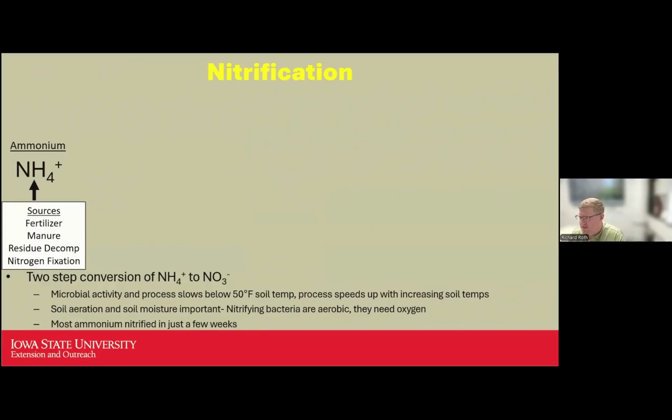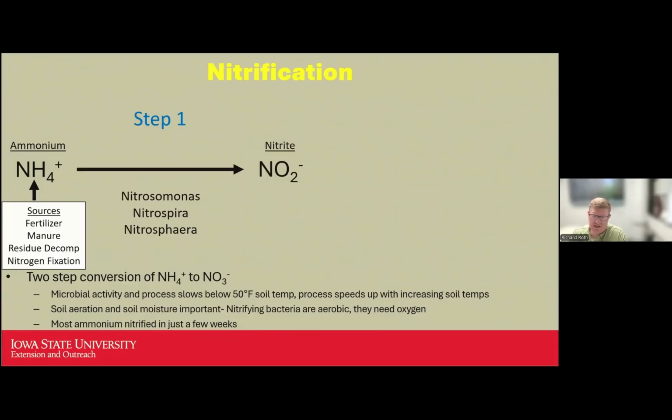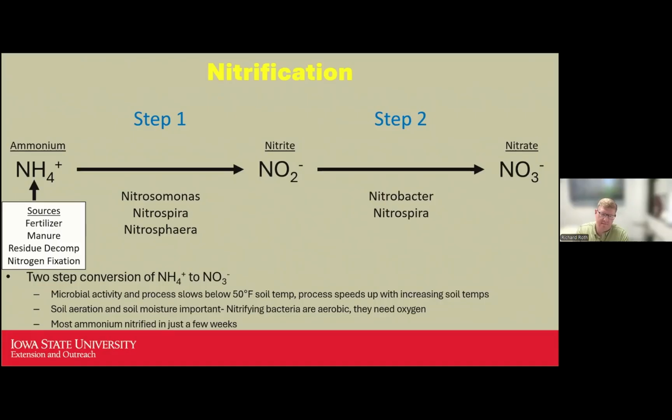So the next process that I want to talk about in those transformations is going to be nitrification. And so very simply put, this is the conversion of ammonium, so NH4, into nitrate. Okay. And it is a two-step process. There's an intermediary there called nitrite.